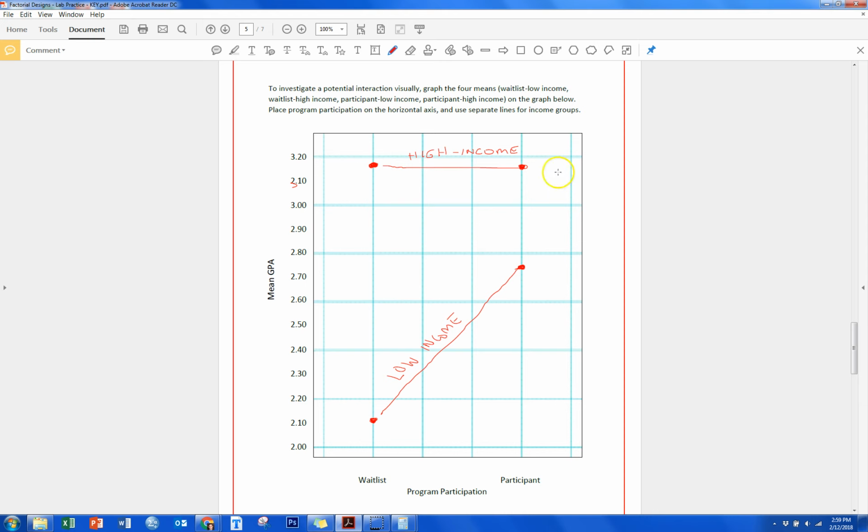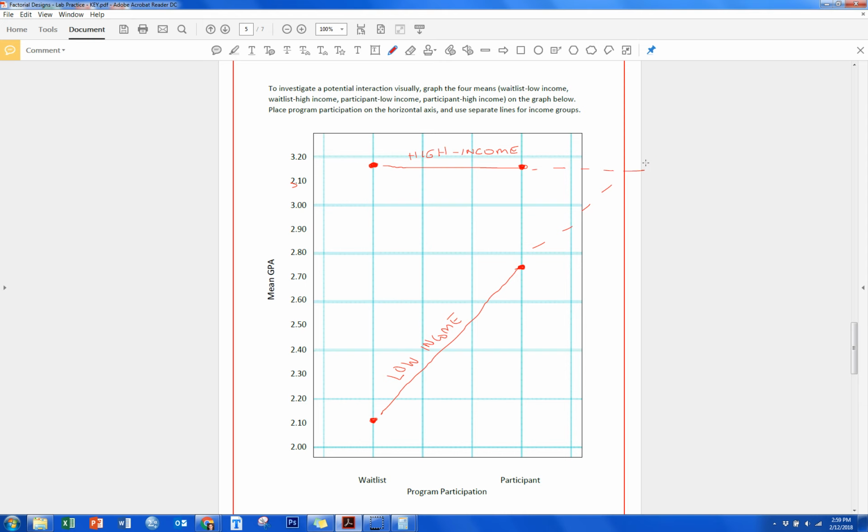So if low income looked like this, there would be no interaction. You'd say, okay, well, low income always did worse than high income. It doesn't matter if they're wait list or participant, only income made a difference. But that's not what's going on here. We don't have parallel lines. If you were to extend these lines further, they would cross. Right?